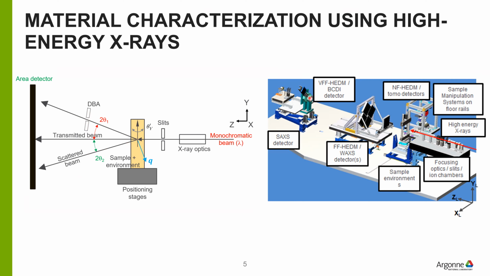And this is a schematic of the 1-ID-E experimental enclosure that really realizes this geometry and takes advantage of it, where we have the X-ray beam coming in from the right. We have various sample manipulation stages, or focusing on slits here. And we have the sample positioning stages and in situ environments. And then various detectors along the beam measuring different things about the sample.